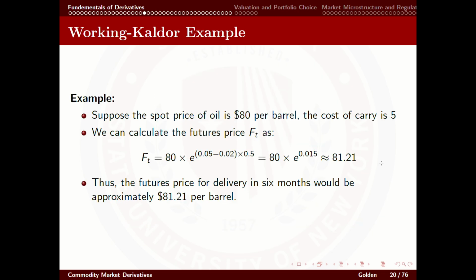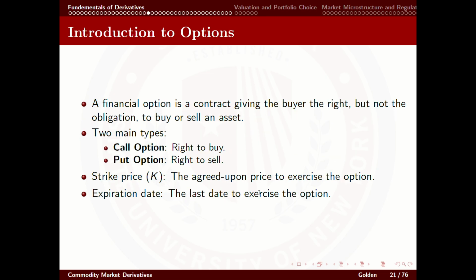So an example of Working-Kaldor. Suppose the spot price of oil is $80 per barrel and the cost of carry is 0.05. We calculate the futures price as 80 times e to the power of (0.05 minus 0.02) times 0.5, which takes into account the cost of carry and the convenience yield we've assumed. The convenience yield we've assumed is 0.02, and then 80 times e to the 0.015 equals 81.21. The futures price for delivery in 6 months would be approximately 81.21, indicating a basis of about 1.21, which is the difference between the spot price and the futures price.